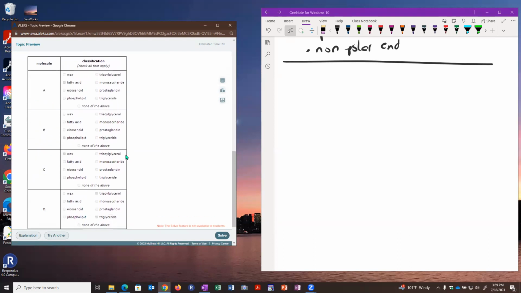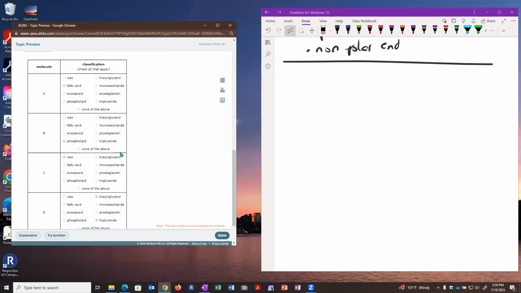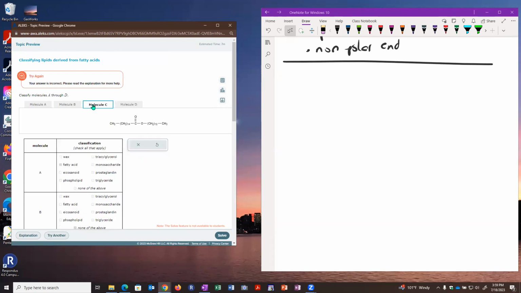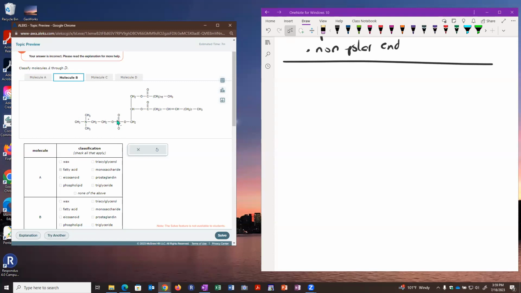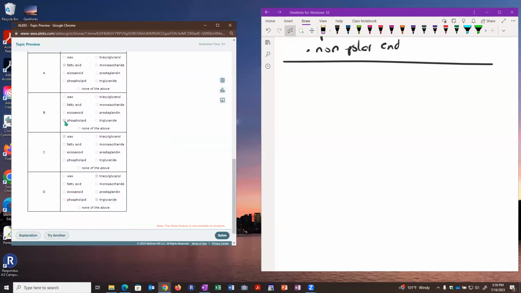All right, so let's see down here. I did mention the one with the phosphate group in it, right? That actually is a phospholipid. My apologies, this one here. So once you see the phosphate group in there, that tells you that it belongs to the phospholipid category.